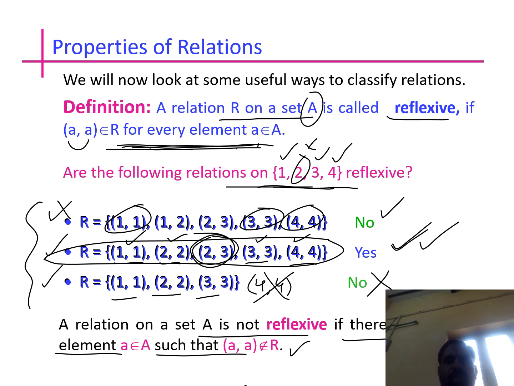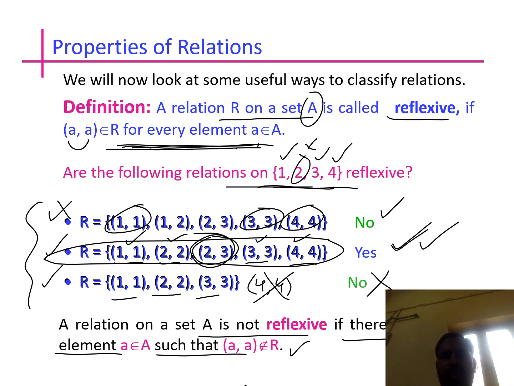Now we discuss the properties of relations. We look at some useful ways to classify relations. A relation R on a set A is called reflexive if (a, a) belongs to R for every element a belonging to A. Reflexive means it shows a reflection of the original element. So you can see that it's a reflexive relation.